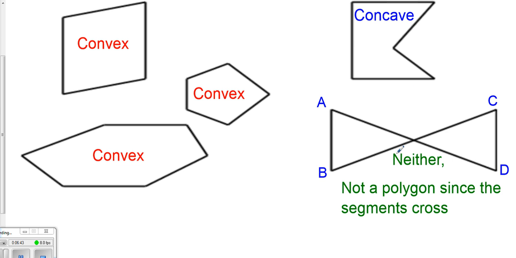This one would be neither. It's not convex, nor is it concave. Okay, this one, like we showed before, if I try to go from A to B, B to C, C to D, and D back to A, it crosses itself. So because this one is crossing, this one is actually not considered a polygon. They tried to draw a quadrilateral, and this one crossed itself, so it's neither convex nor concave. It's not a polygon at all.